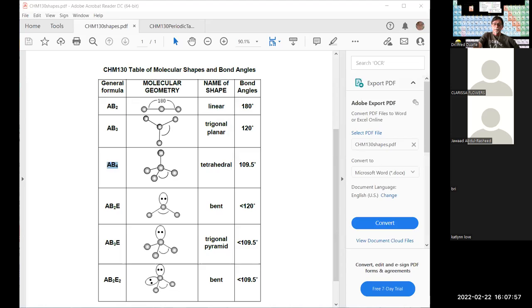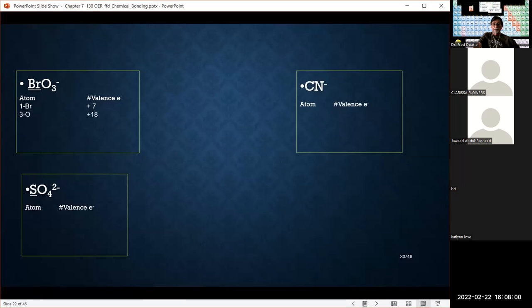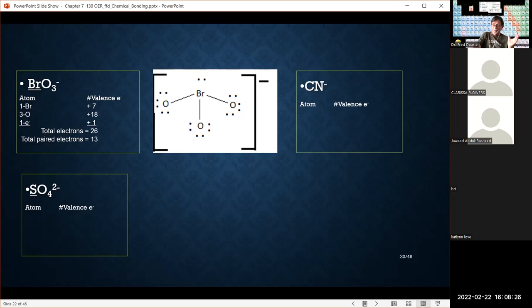So we go back here. We were at bromine, 7, and 18 for the oxygens, and we add one electron because it's a negative ion. That gives us a total of 13 pairs to work with. So we got bromine in the middle, and then we can very quickly bond the 3 oxygens around. But then we have a lot of electrons left over. If we got 13 pair and I take care of 3 because they're bonded, that leaves 10.